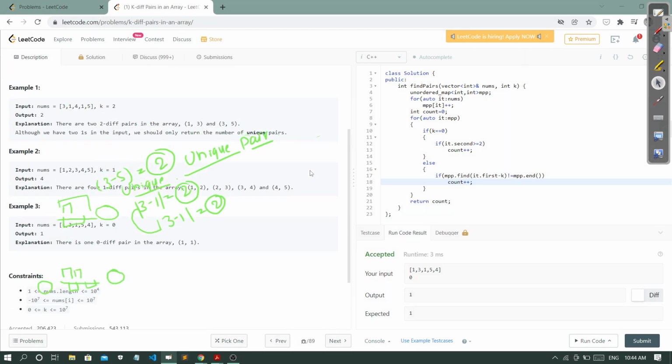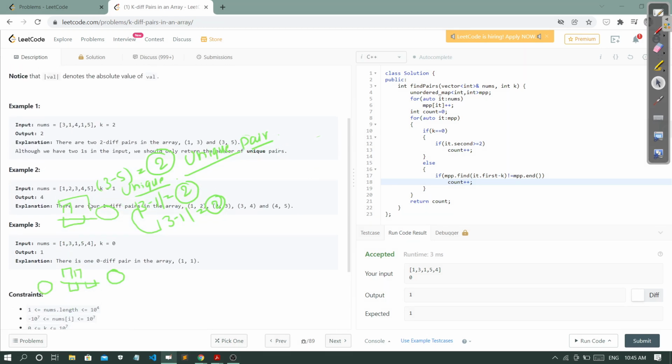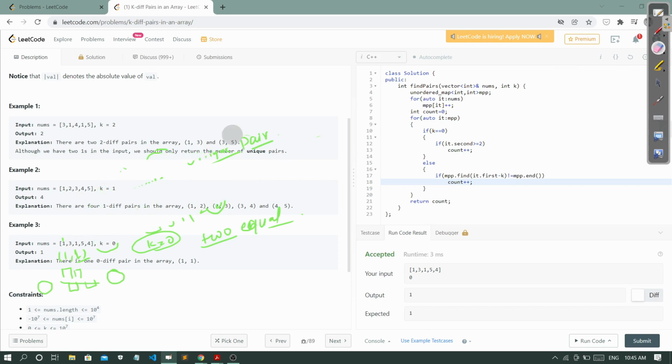So we have 4 such pairs that give the value equal to 1. Similarly, if I consider this one, we have been given k equal to 0. If k is equal to 0, then we only get it when the two elements are equal. If two elements are equal, and that element occurs more than once, then that element gives the pair. So here 1 1 occurs 2 times, so we get the required pair for k.